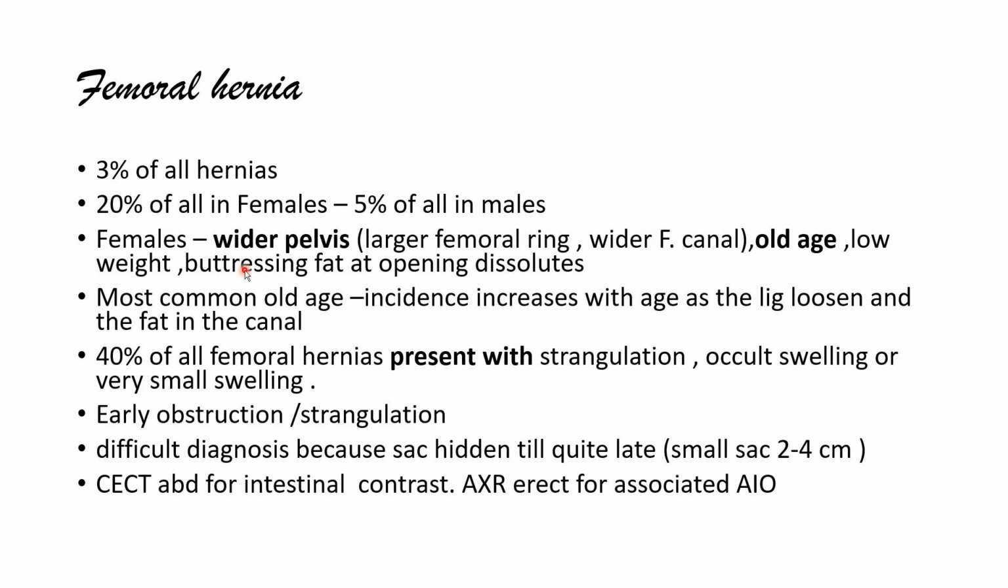40% of all femoral hernias present with strangulation, which means that as compared to inguinal hernia, the incidence of complications is very, very high in femoral hernia. The swelling is not very visible. It usually presents as an occult swelling. Why? Because it's lying underneath the fascia, or it could be a very small swelling, which can easily be mistaken for a lymph node lying in that particular area. Early obstruction, early strangulation, difficult diagnosis, and then of course a CECT may be required in those cases where you're suspecting a strangulated femoral hernia, right?